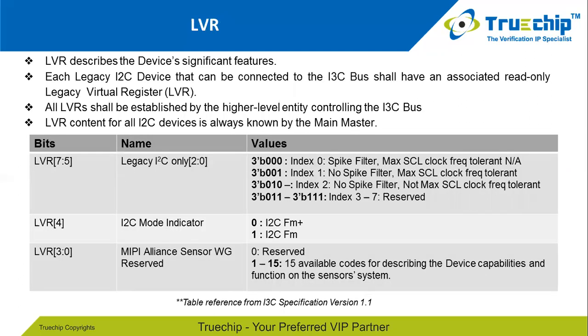LVR describes the device's significant features. On the I3C bus, if any legacy I2C devices are present, then LVR determines the allowed mode and maximum SCL clock frequency. Each legacy I2C device that can be connected to the I3C bus shall have an associated read-only legacy virtual register. LVR content for all I2C devices is always known by the main master.